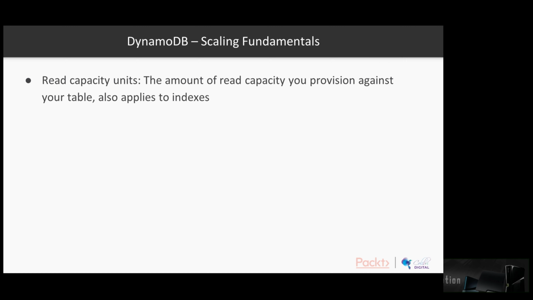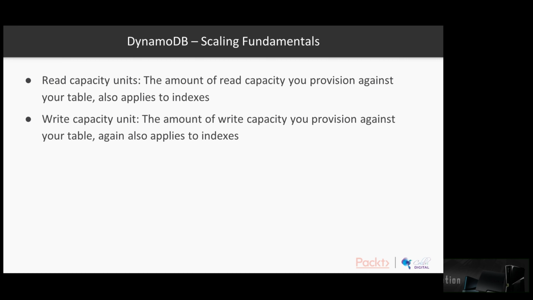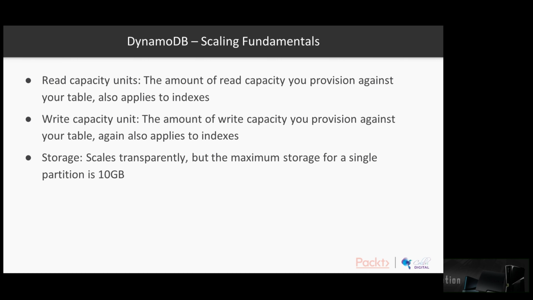A read capacity unit is obviously the amount of read capacity you provision against your table. And this also applies to indexes. So remember we talked in the previous video about global and local secondary indexes. You need to apply read and write capacity to each of those indexes. And write capacity units, just like read capacity units, reference the amount of write capacity you provision against your table. And these also apply to indexes. And the last consideration is storage. Now this is not something that you have to configure in DynamoDB because Amazon manage it and scale it for you transparently.